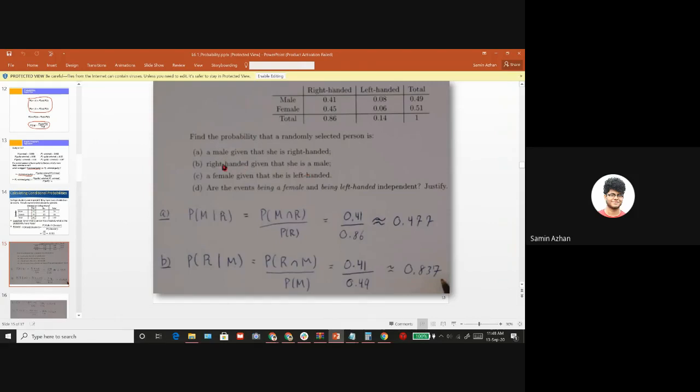The second one is fairly similar as well. The third one is also pretty similar. Let's look at the third one. We have to find out the probability of a person being a female given that she is left-handed. So it should be the probability of F given L. So what should be my probability of F, which stands for female, should be 0.45 plus 0.06, which is 0.51.